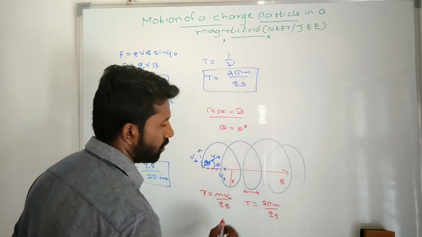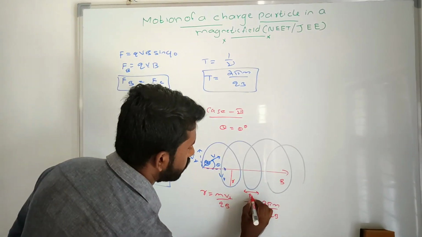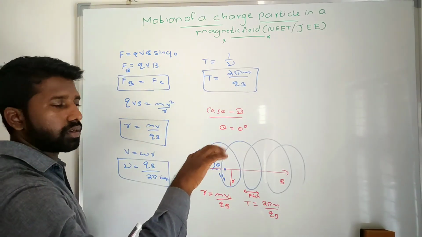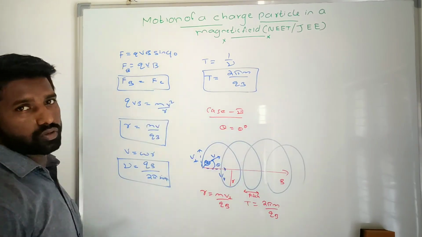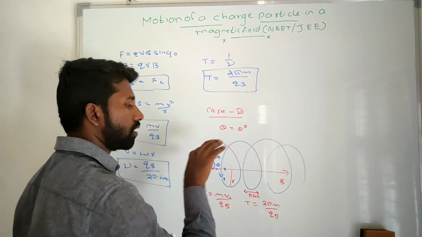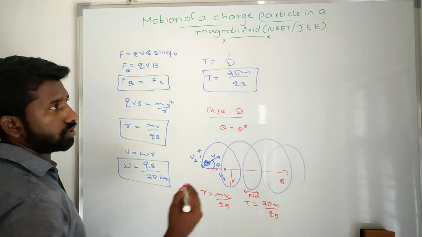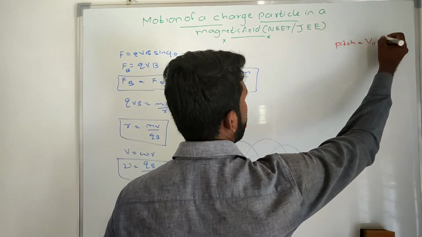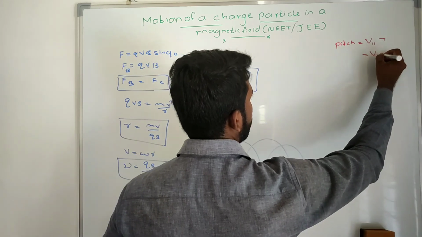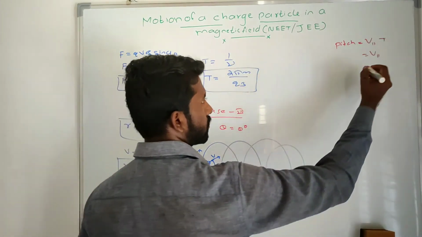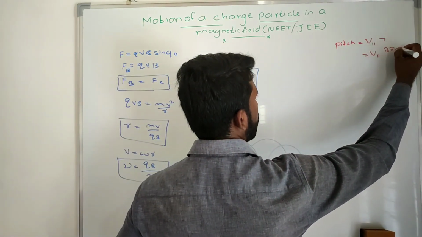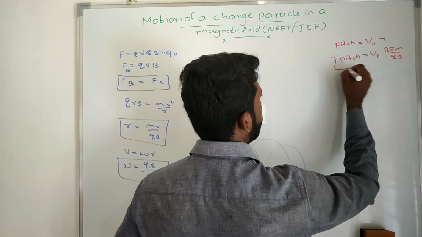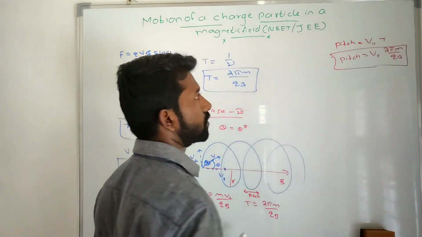Here we have to see another term, that is pitch. What is meant by pitch? It is the linear distance moved by the charged particle in one complete rotation. In one complete rotation, how much linear distance does it move? We can find that pitch by this formula, that is v parallel times the time period. The time period is 2 pi m divided by qB, so that is the pitch formula. Okay, this is the thing.